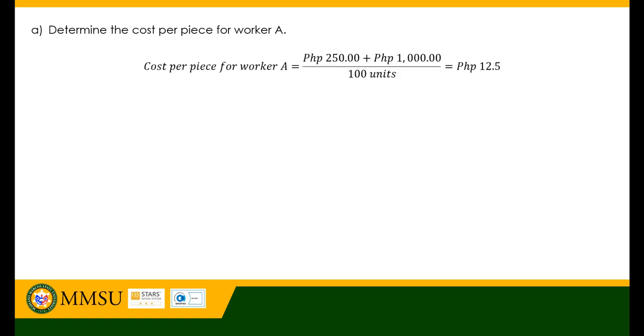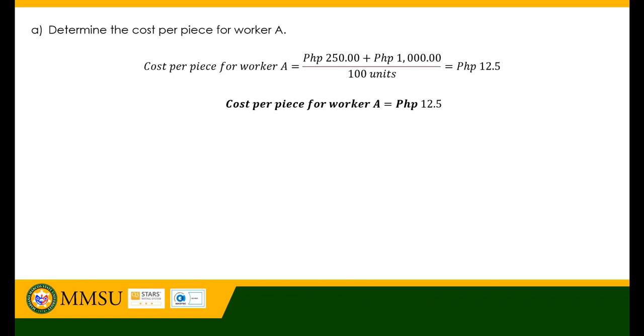Siyempre yung 250 pesos per hour, yung sweldo ni A, worker A. Plus yung sweldo ng machine na 1,000. Sa isang oras, 100 units yung na-produce, both ng worker and the machine. So, ang cost per piece of worker A is 12.5 pesos per piece. No?